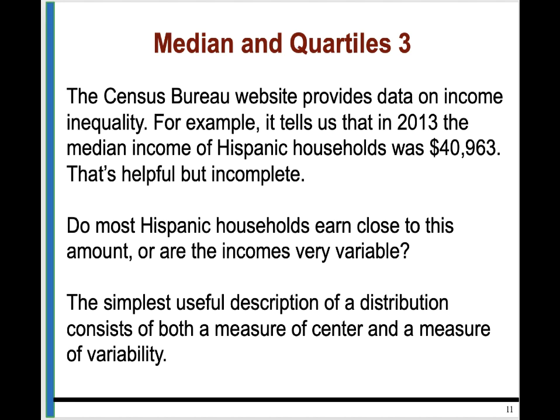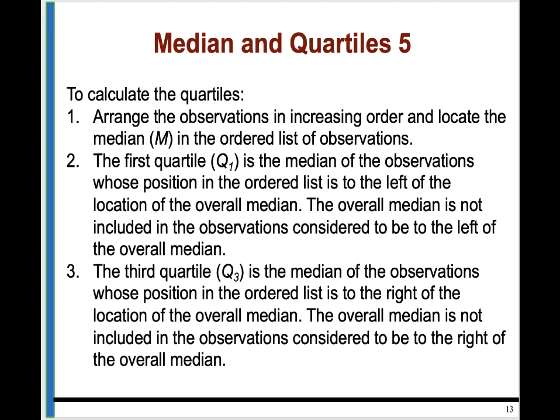We'd like to know something like, do most Hispanic households earn close to this amount, or are the incomes very variable? So the simplest way to do that is to calculate the quartiles. So how do we do that? In order to calculate the quartiles, rearrange the observations in increasing order and locate the median. Now the first quartile is essentially the median of the bottom half of the list.